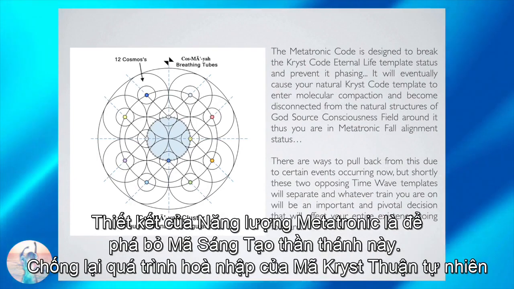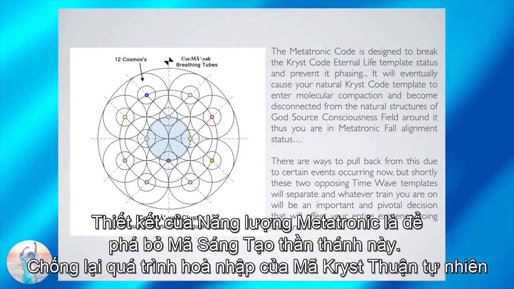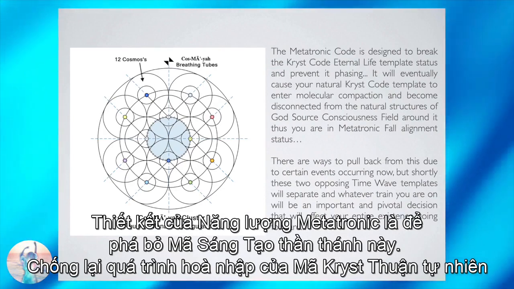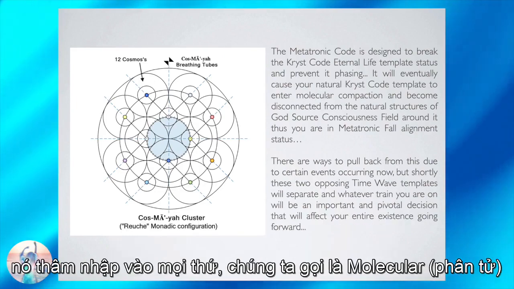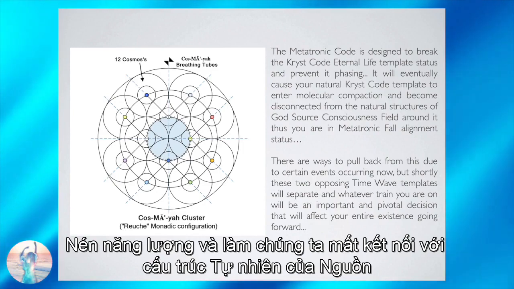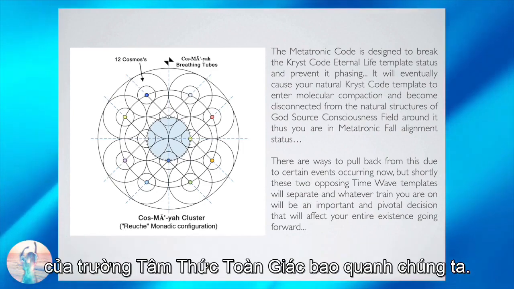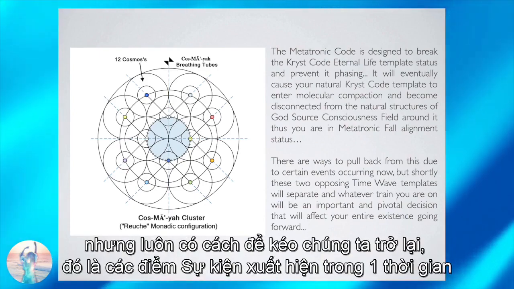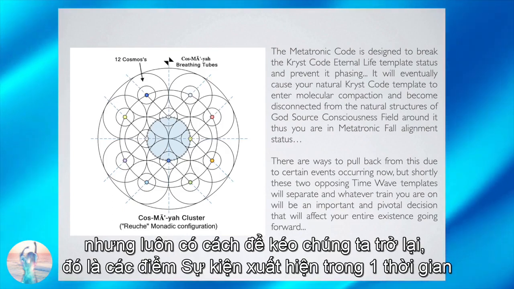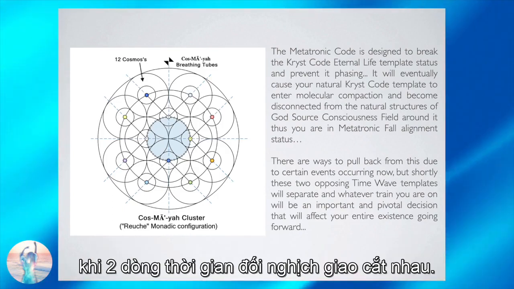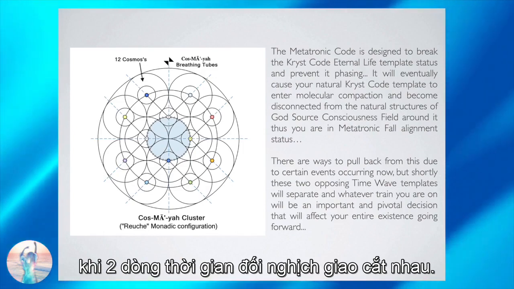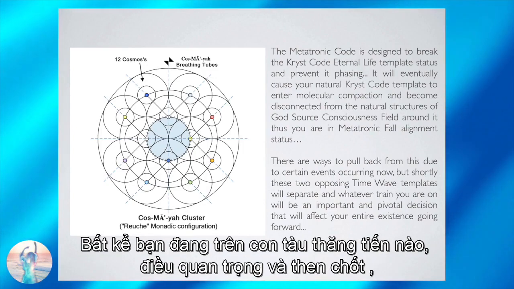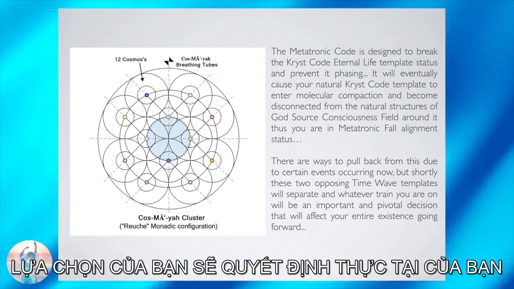Okay, the Metatronic code is designed to break the crystal code eternal life template status and prevent it from phasing. It will eventually cause your natural crystal code template to enter something called molecular compaction and become disconnected from the natural structures of God source consciousness field around it. Thus, you are in Metatronic fall alignment status. There are ways to pull back from this due to certain events that are occurring now, but shortly these two opposing time wave templates will separate, and whatever ascension path you are on will be an important and pivotal decision that will affect your entire existence going forward.